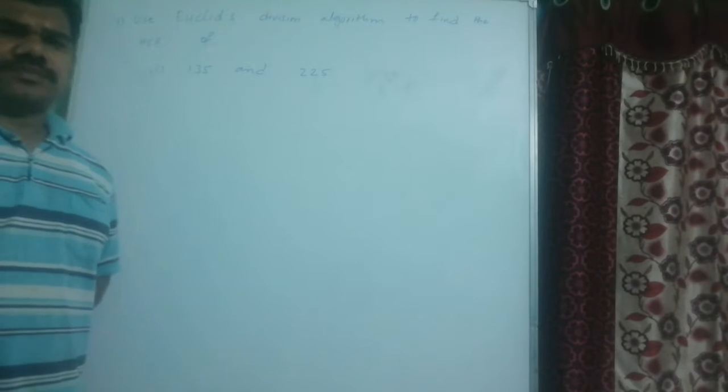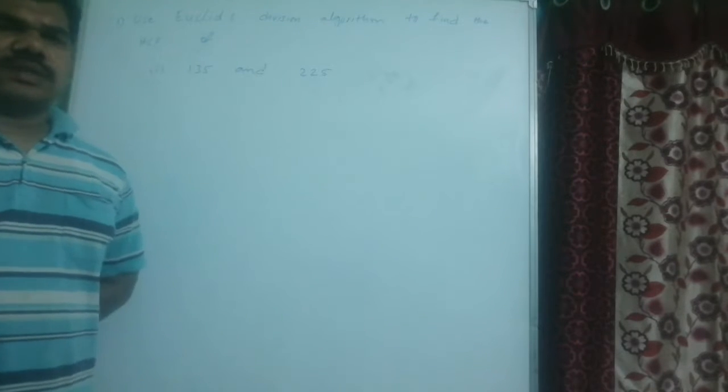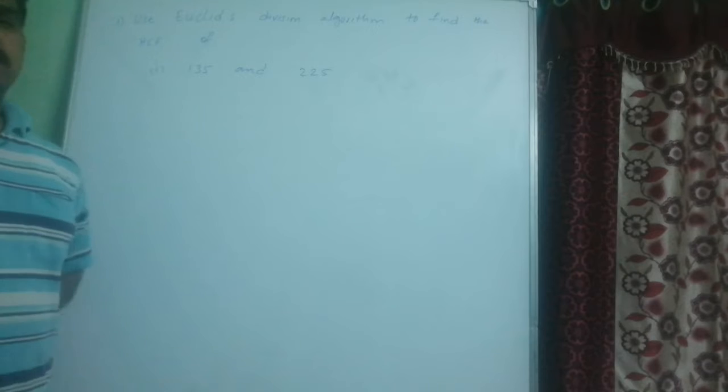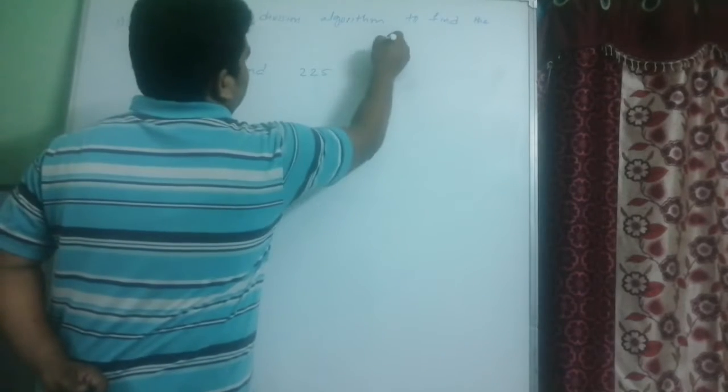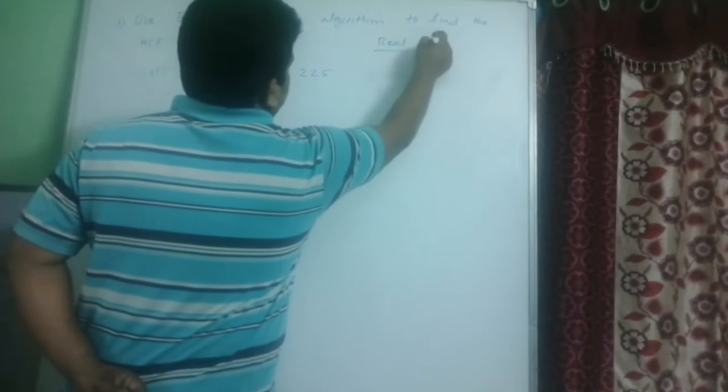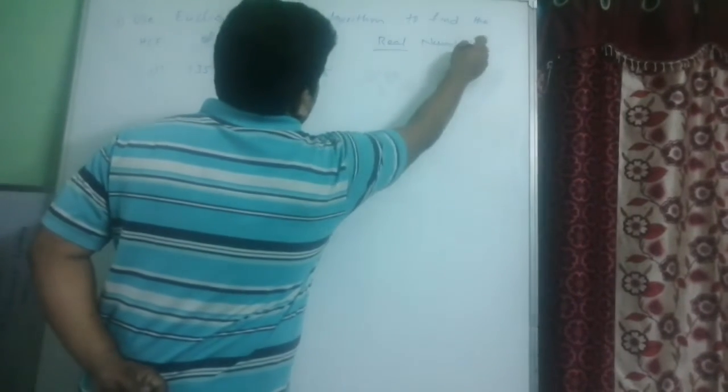This is Suresh. This is the CBSE NCERT class 10, chapter 1, Real Numbers. This topic is in real numbers. So, Euclid's division algorithm, first chapter, first question.